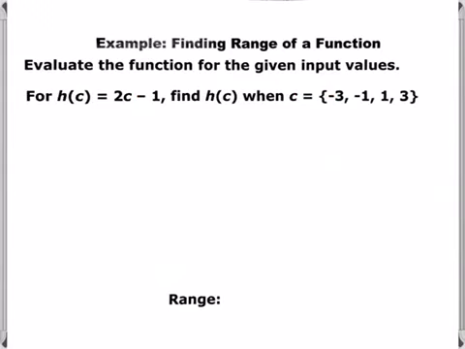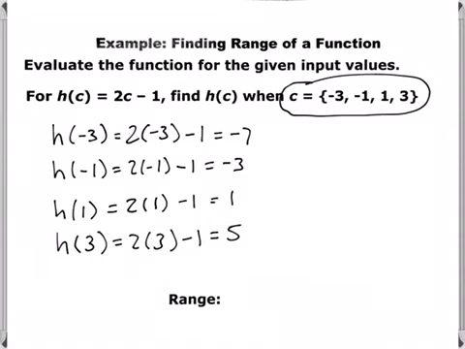We want to do the same thing in this problem. This time they give us the function h of c equals 2c minus 1, and we want to find h of c, or in this case the range of values, given the domain of c equals -3, -1, 1, and 3. So go ahead and plug those 4 in and see what you get. Unpause the video when you're ready to check your answer.